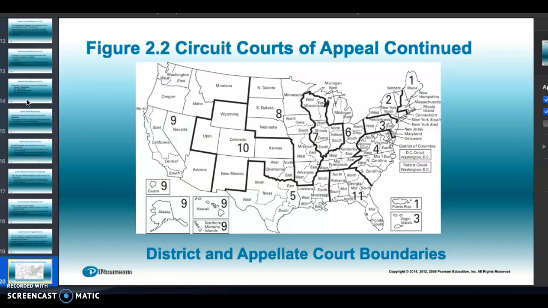And then you see how we're broken up into different circuits. Here in California, we're in the 9th Circuit, and that expands all the way up through Oregon, Idaho, Nevada, and in through Arizona.